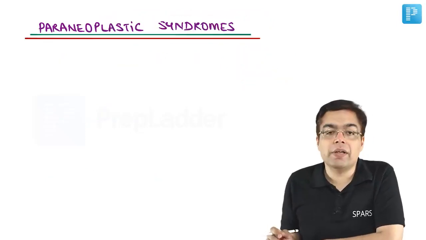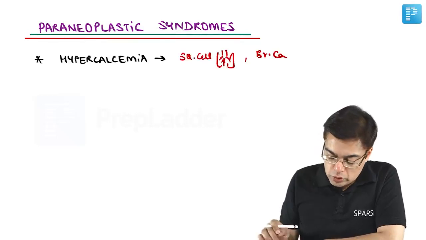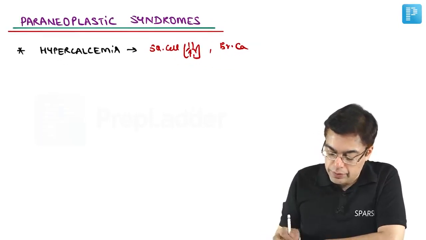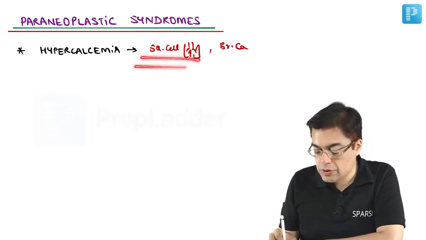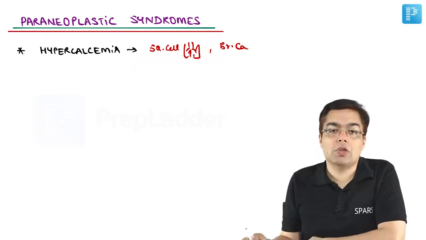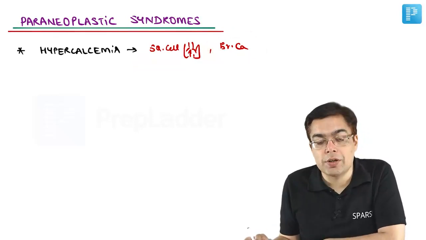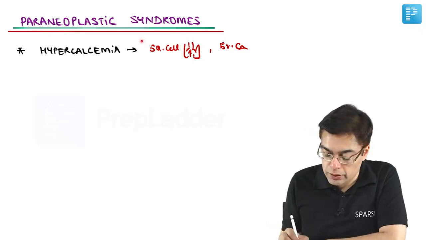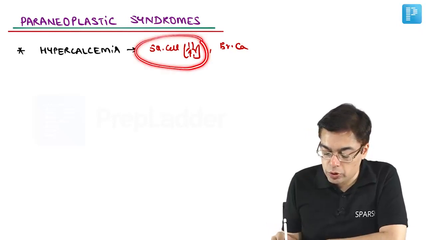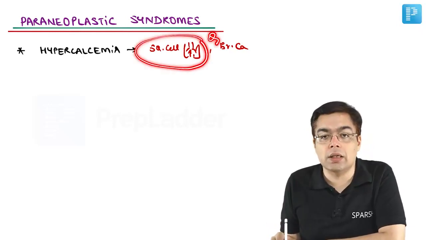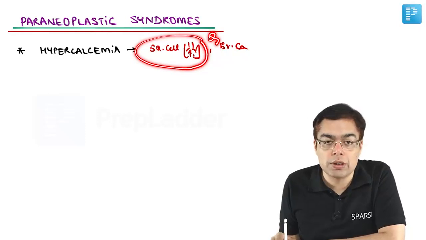Having a quick recap of the paraneoplastic syndromes, when we are talking about hypercalcemia, that can be seen in a patient suffering from squamous cell carcinoma, especially squamous cell carcinoma of the lung, as well as in patients suffering from breast cancer. We need to be familiar with the commonest cancer responsible for causing hypercalcemia, that is the squamous cell variant of bronchogenic carcinoma.